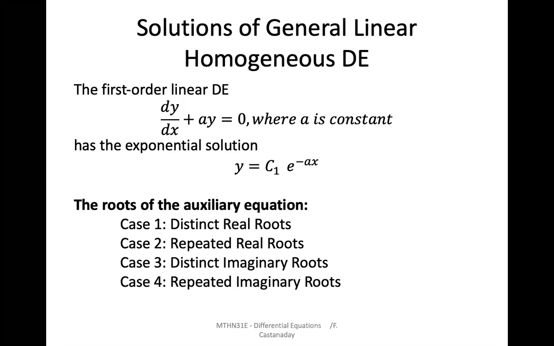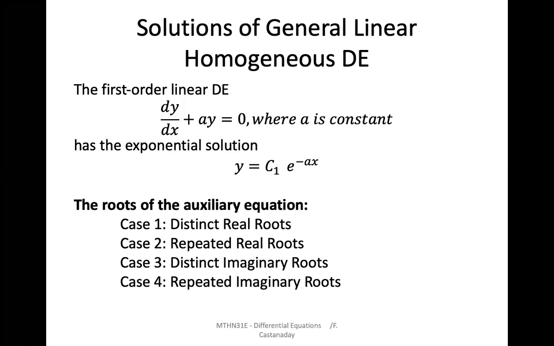Okay, so last time we discussed solutions of general linear homogeneous DE. The first two cases: case one, distinct real roots of the auxiliary equation, and case number two, repeated real roots of the auxiliary equation. Now we're going to continue our discussion by determining the solution of higher order DEs, specifically the general linear homogeneous DE with constant coefficient.